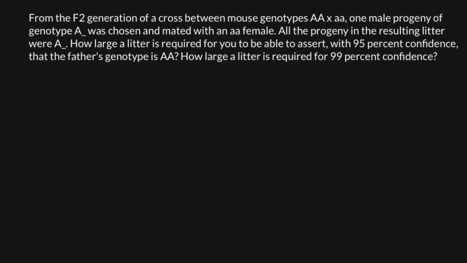How large a litter is required for you to be able to assert with 95% confidence that the father's genotype is homozygous dominant? How large a litter is required for 99% confidence? Probably there are many different ways we can solve this problem, but in this video I'm going to show you a method of solution based on Bayesian theory.